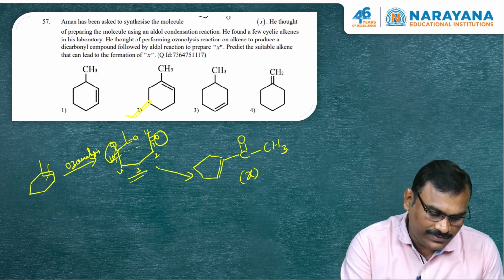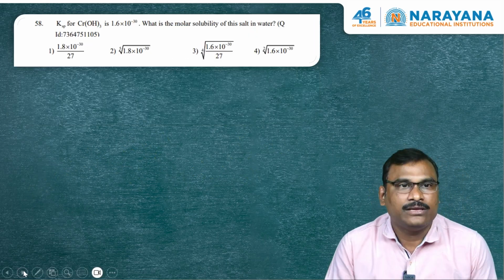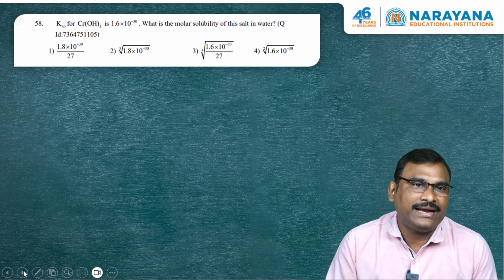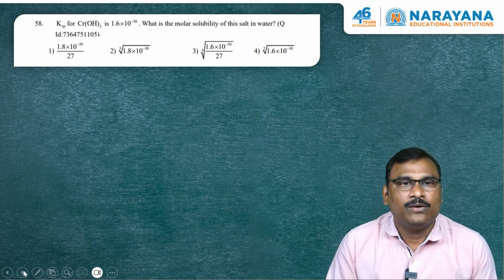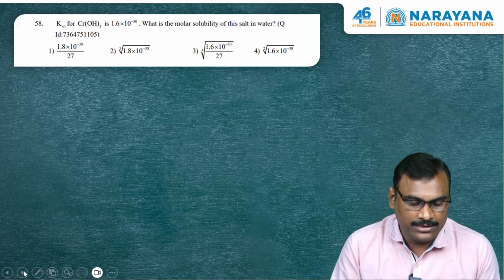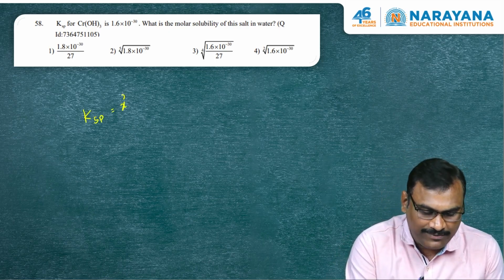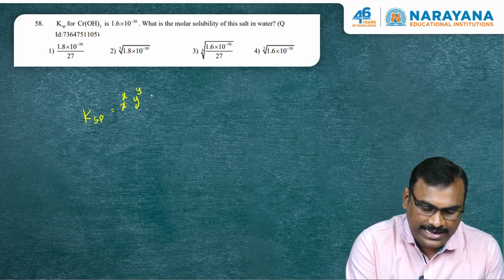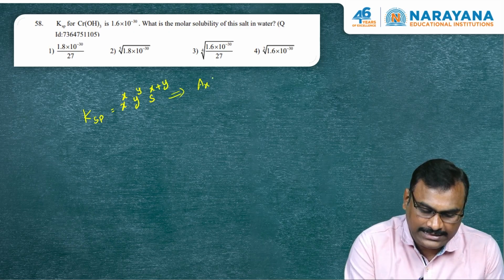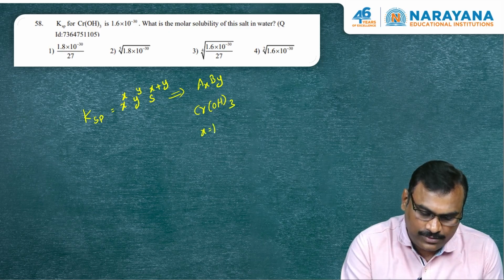Now let us go for the next question. Ksp of chromium hydroxide is 1.6 into 10 power minus 30. What is the molar solubility of this salt in water? Generally Ksp is equal to x power x, y power y, s power of x plus y for a salt AxBy. For the given salt chromium hydroxide, x is equal to 1 and y is equal to 3.